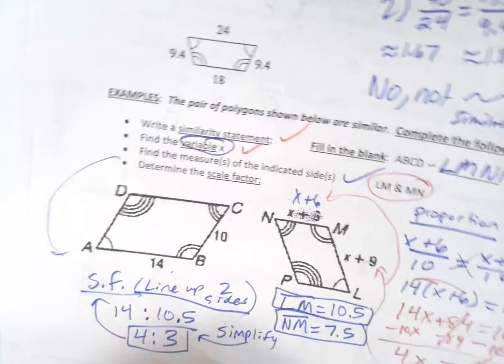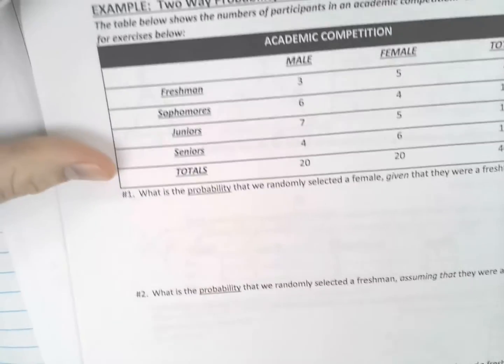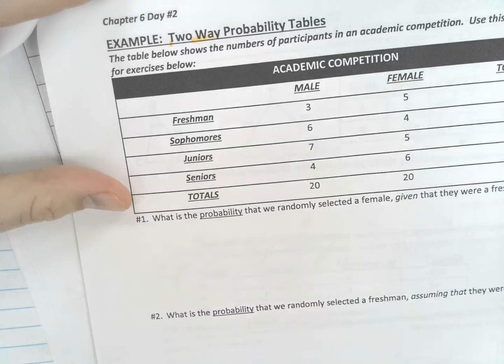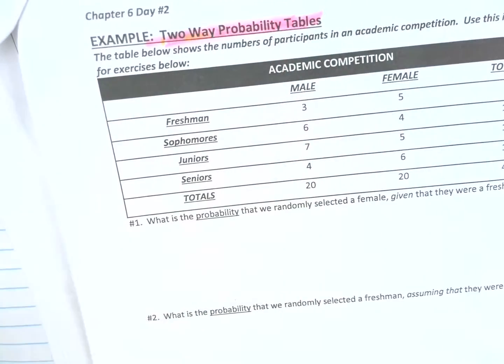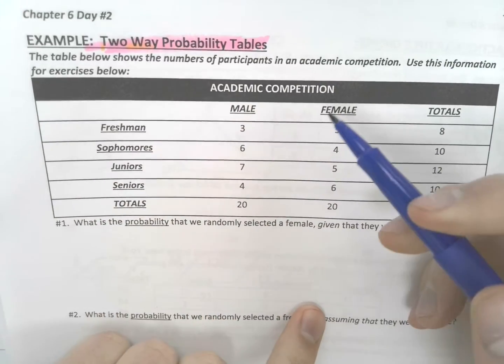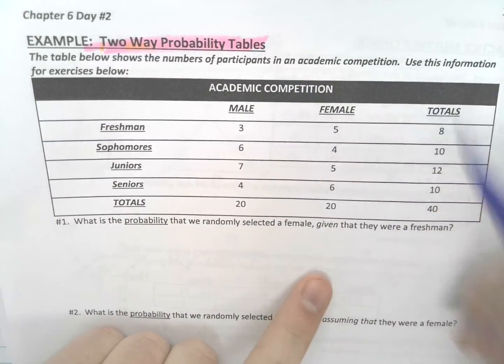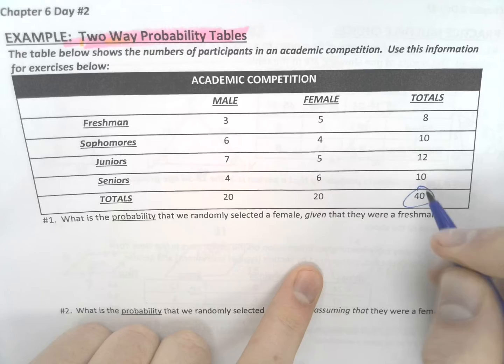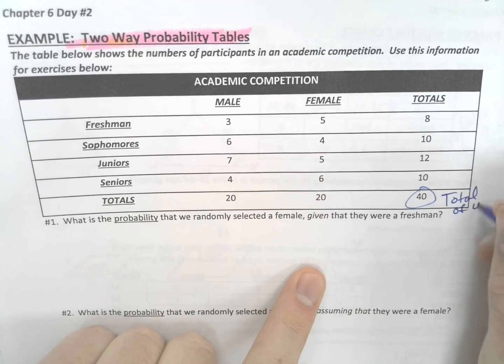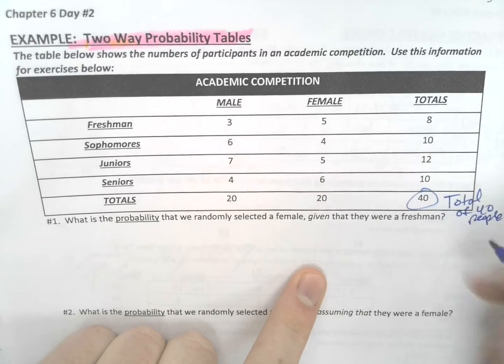All right, guys. Let's finish up with a couple of really good problems. This is a throwback. Remember us talking two-way probability tables? And in my opinion, one of the most important things to do whenever you get a two-way table like this is first, figure out how many total people there are. So we got a total of 40 people in this survey.